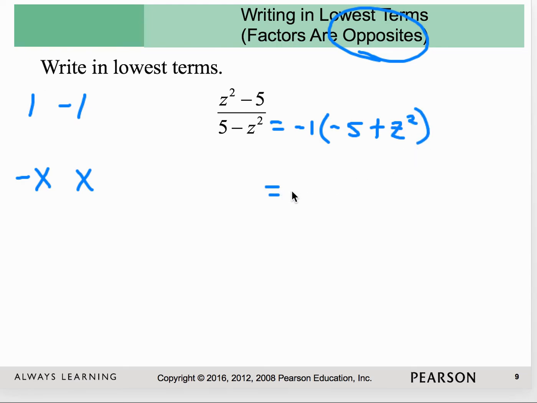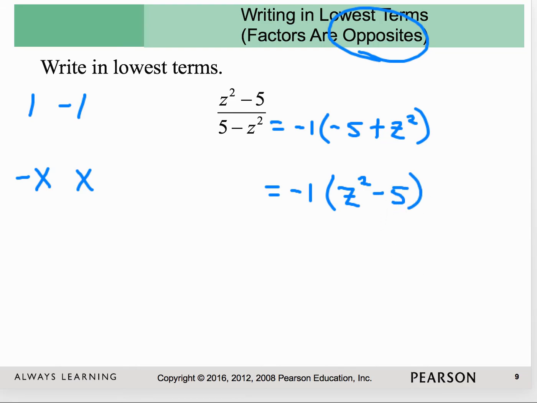Okay? Now, I'm just going to turn this around because addition is commutative, right? 2 plus 3, 3 plus 2, same thing. So I can write it in any order as long as I realize the sign in front of the number is part of the number. So I've got a positive z squared minus 5.